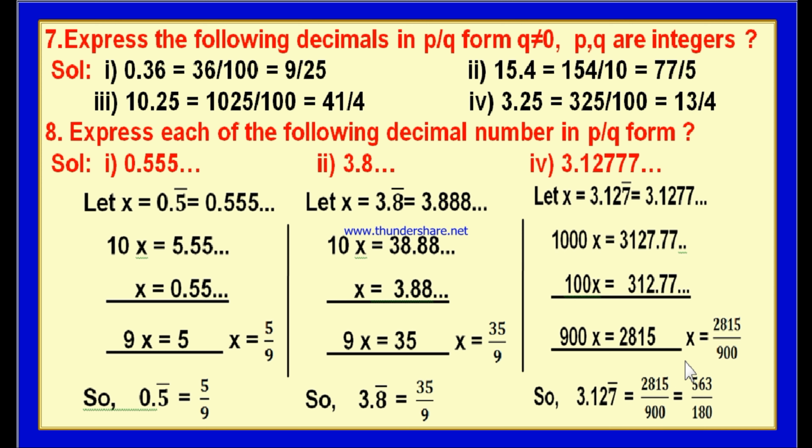3.127 recurring is 2815 divided by 900. We can cancel 5 in both numerator and denominator. 5 in 28 is 5 times, 5 in 31 is 6 times, 5 in 15 is 3 times, and 5 in 90 is 18 times, and this is 0. So 3.127 recurring is equal to 563 divided by 180. It is the p by q form.